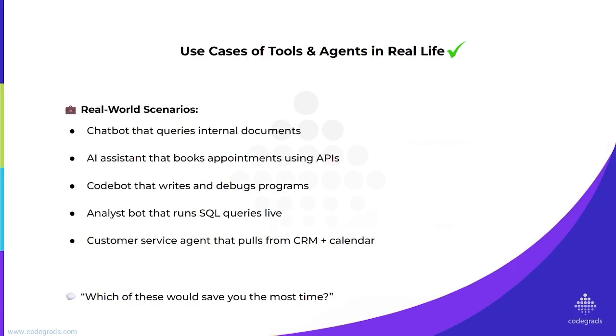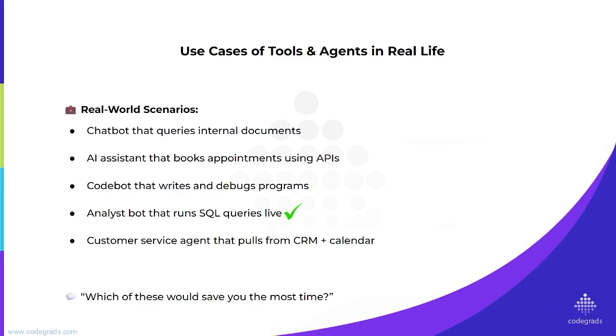Now the use cases of tools and agents in real life, we have to see the real world scenario here. Now the chatbot that queries internal documents: whenever we need to work on internal documents, we use a RAG based architecture, and in case of RAG based architecture we generally use tools and agents. The AI assistant that books appointments using APIs: suppose, for example, we are going into the medical field and we need to book an appointment with the doctor. At that point, we are using an AI assistant. We can use that for booking appointments using APIs. Now the code bot that writes and debugs programs: we are using a bot for coding which can write any specific program, and also debug it. For that as well we need tools and agents.